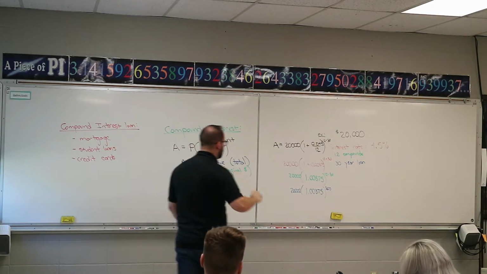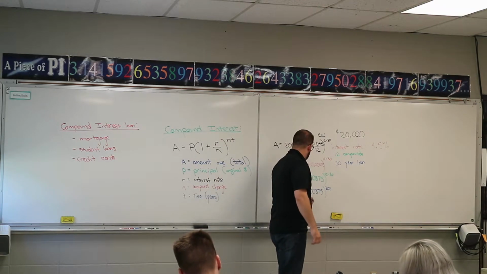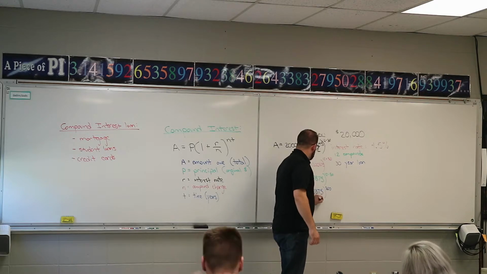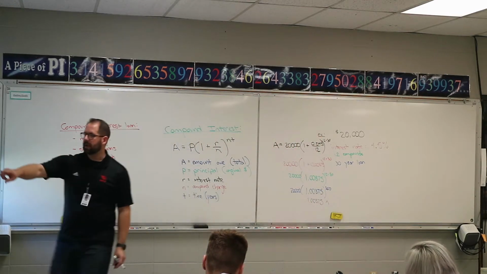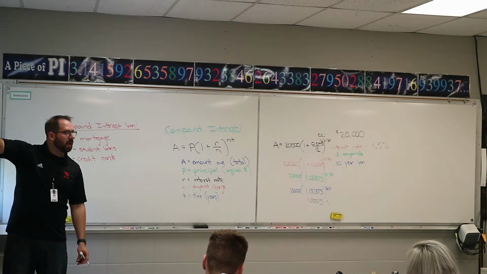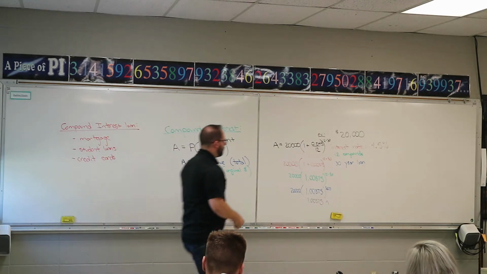Next, we have to figure out the one number, the 1.00375, to the 360th power. So to type that in your calculator, you're going to type in 1.00375. You're going to look for the little caret key on your calculator. The caret key is this button right here. It's a little up arrow. I call it a caret. And then you're going to type in 360.